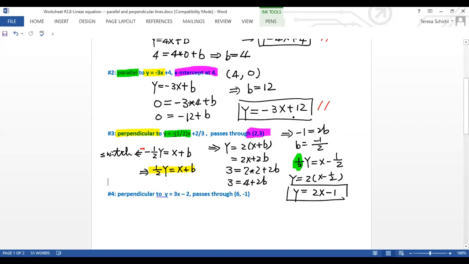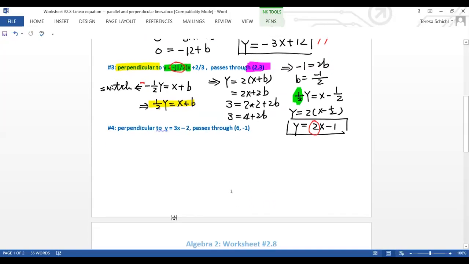Yeah. So if you don't believe what I told you, here, this is negative 1/2, and this is 2, right? So when you multiply these two, what do you get? Negative 1, right? That's the perpendicular condition here.